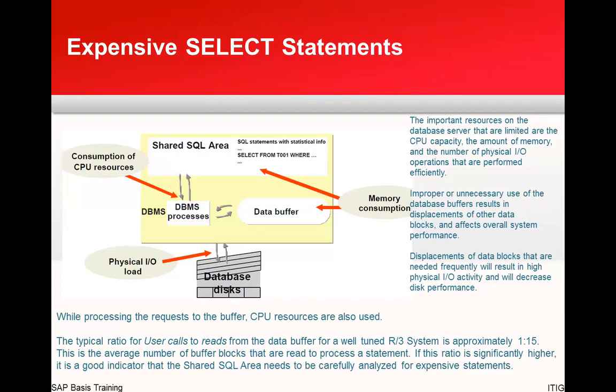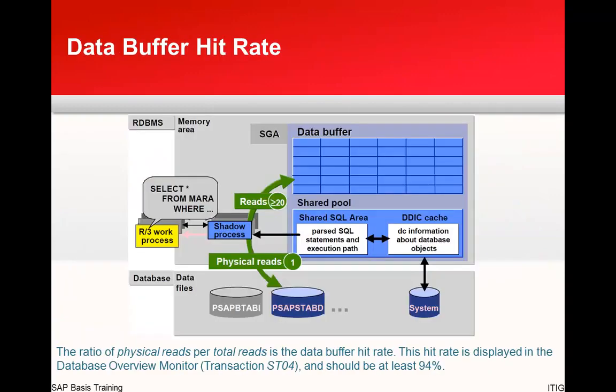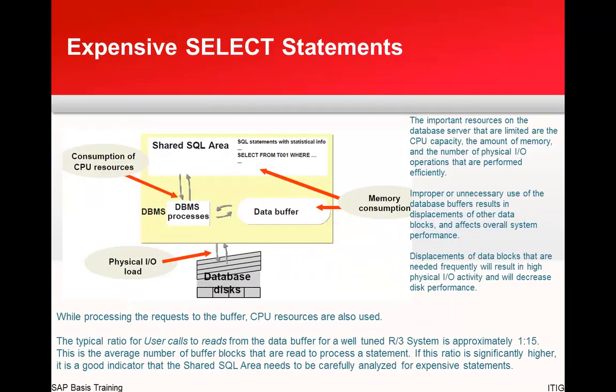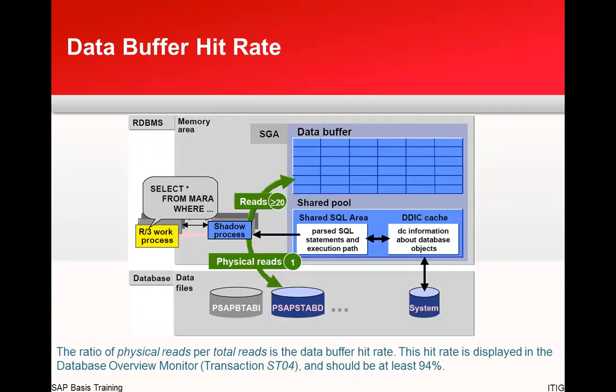The typical ratio of user calls to reads from the data buffer, when well tuned, should be between 1 and 15. This is the average number of buffer blocks that are read to process a statement. If this ratio is significantly higher, it is a good indicator that the shared SQL area needs to be carefully analyzed for expensive statements. Okay, first point. Let's get into the first point that we saw, which is the quality. Quality depends on the hit ratio, the data buffer hit rate.